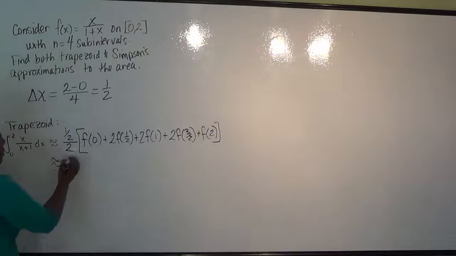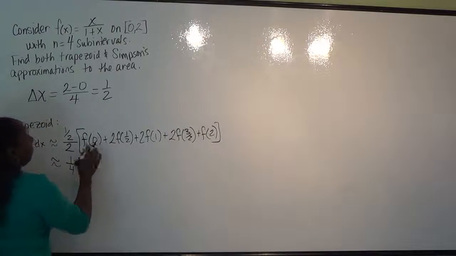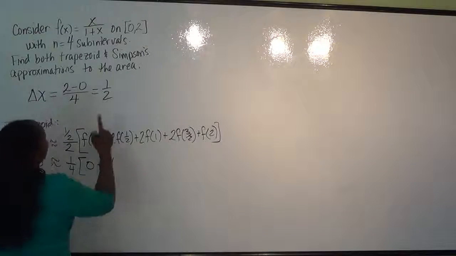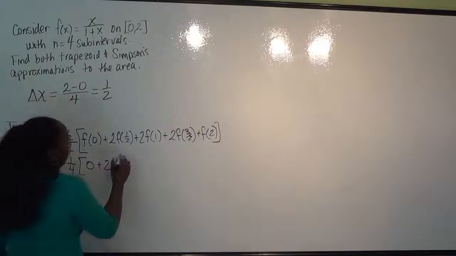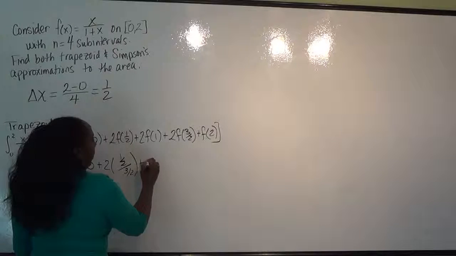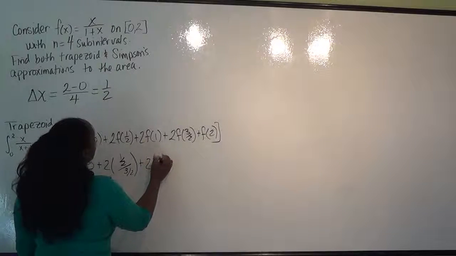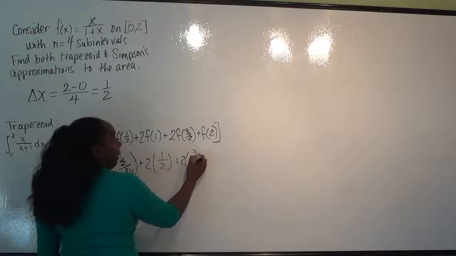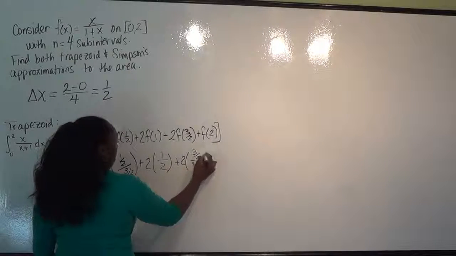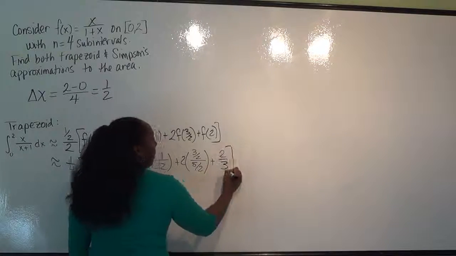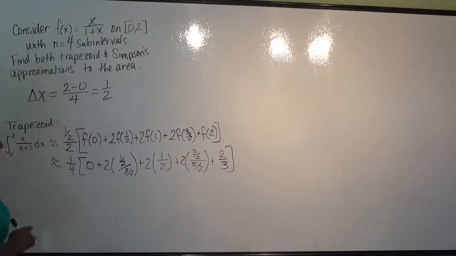Again, plugging in, we'll get 1/4. Plugging in 0, we get 0. 2 times... putting in a half, we'll get a half over 3/2. Putting in 1, we'll get 1 over 2. At 3/2, we get 3/2 over 5/2. And at 2, we're going to get 2/3. Okay. Again, clean it up.